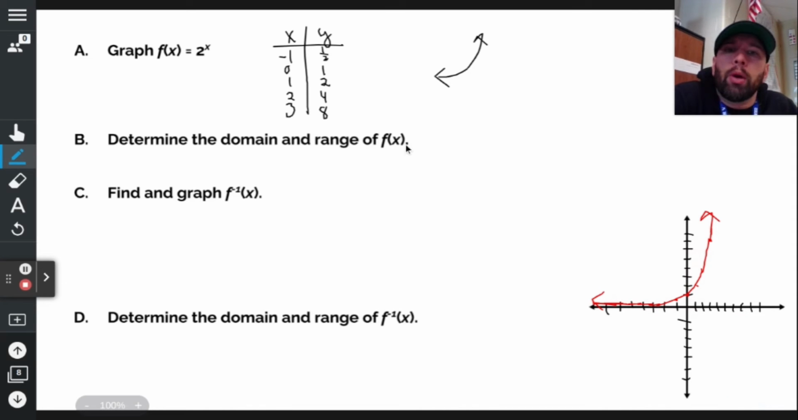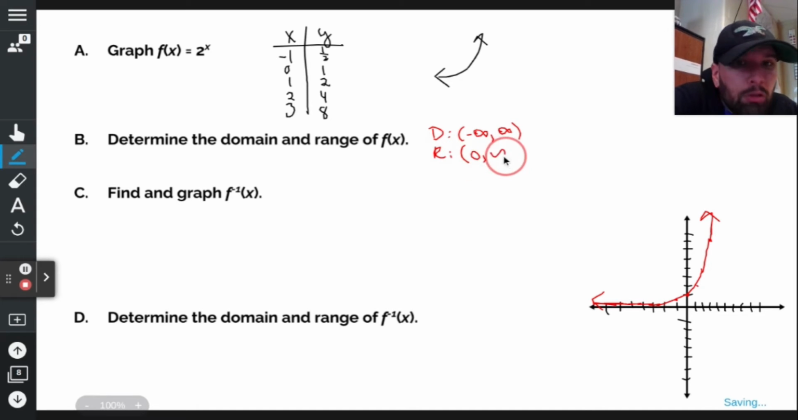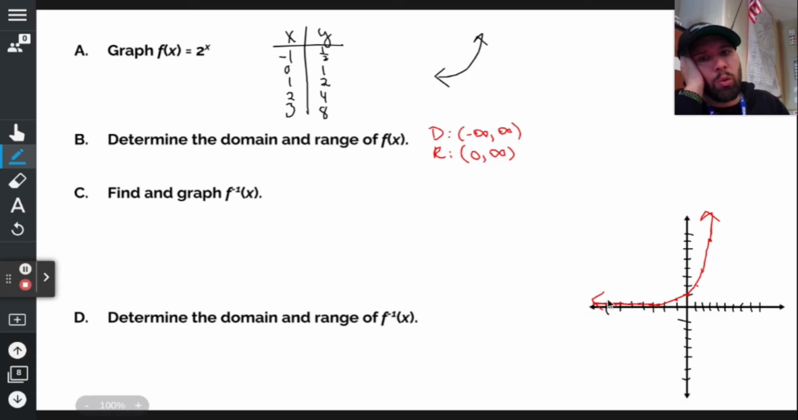Determine the domain and range of f of x. Well, the domain is everything, because I'm allowed to plug in whatever I want into an exponential function. The range is only the y values. So I'm going to say 0, not a bracket, to infinity. As you can see, this will never go below the x-axis. This will always flatten out. And that makes sense. No matter what negative number, if I were to plug in negative infinity, it would be 1 over 2 to the infinity, which is basically 0, but not quite 0. Remember limits? So that's why that doesn't work.